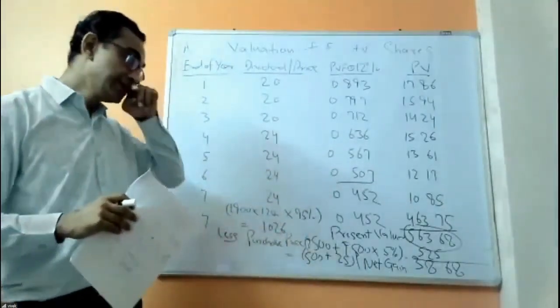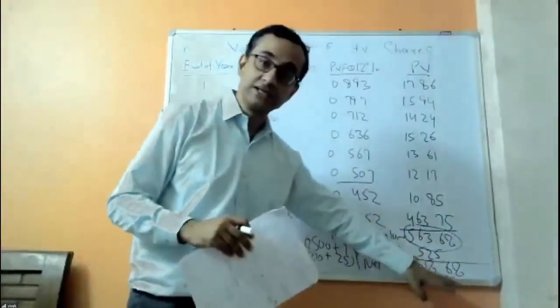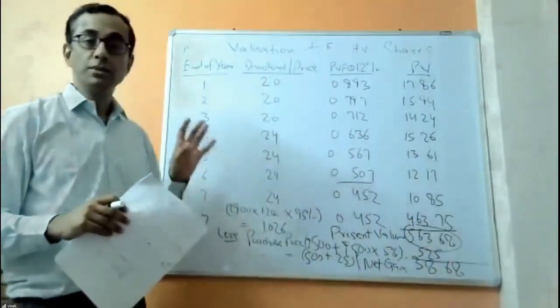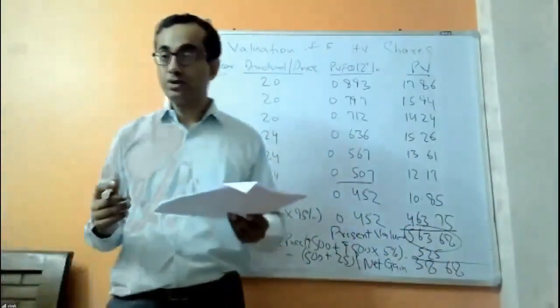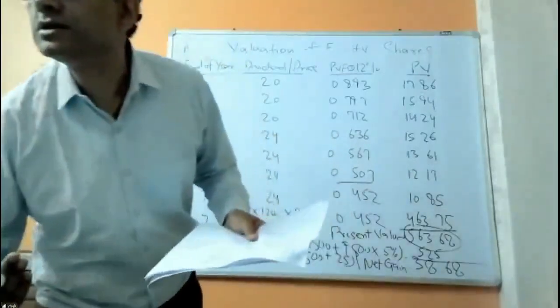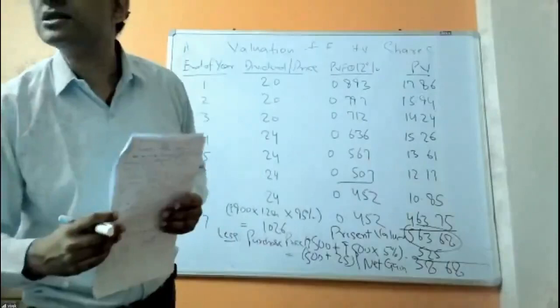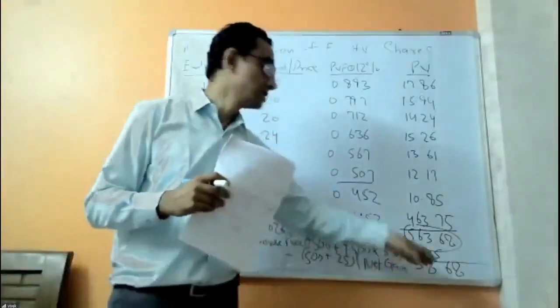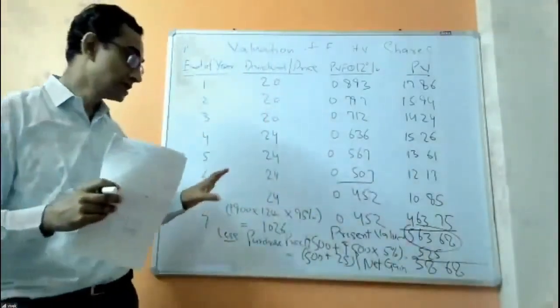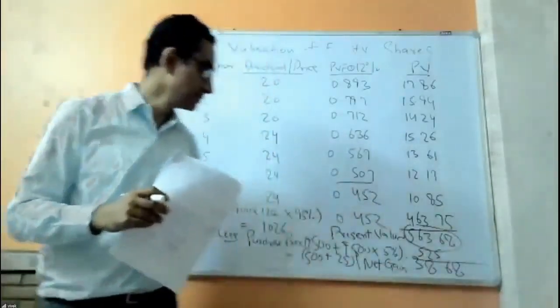Since Mr. E is able to have a net gain of 38.68, his decision will be to buy the shares of the company. Okay, fine, I think it is 38.68. I think every other student is also getting the same answer, 38.68.